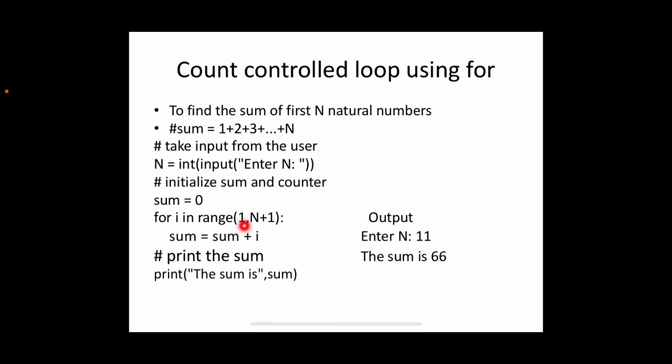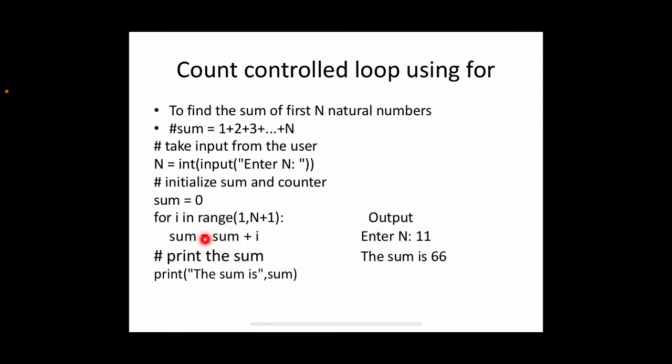So 1, then we have to add up to n. So definitely the stop value should be n+1. For i in range(1, n+1), what we have to perform? Each i should be added. i means the values, right? Initially that will be 1, then 2, then 3, like that up to n will be assigned in each iteration to i. So that will be directly added to sum to find the sum.